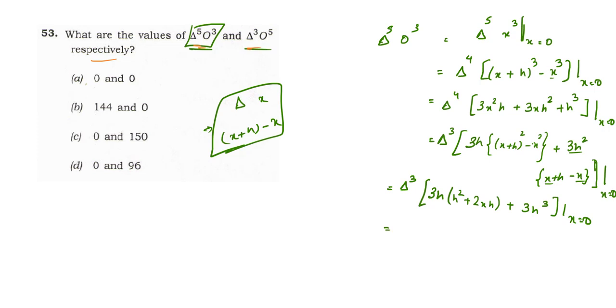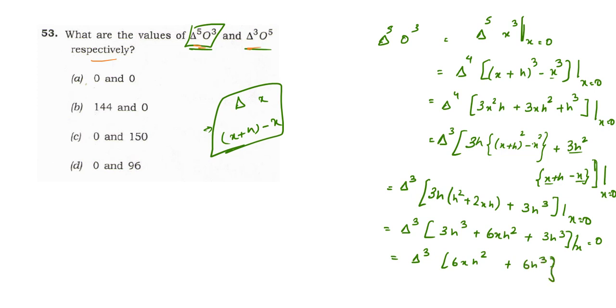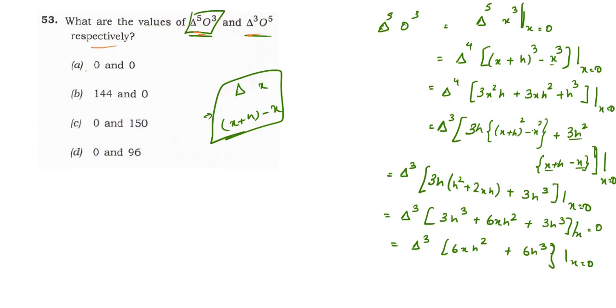So again we will simplify this further. We have 3h cube plus 6xh square plus 3h cube, where x is equal to 0. Now here you can see we have 3h cube, so this will be 6xh square plus 6h cube, where x is equal to 0. So here we again need to take one more delta and check.